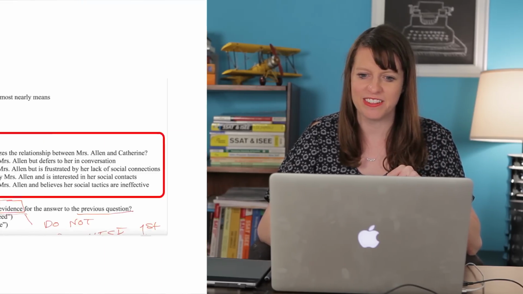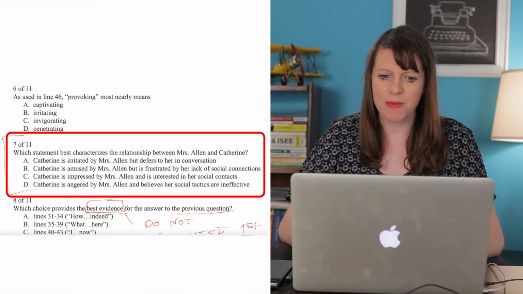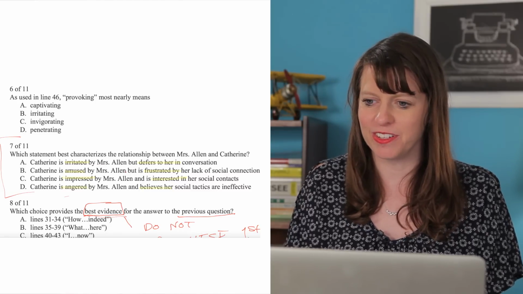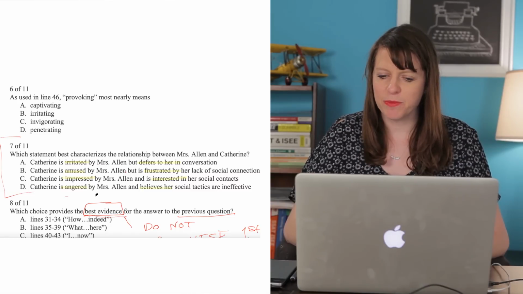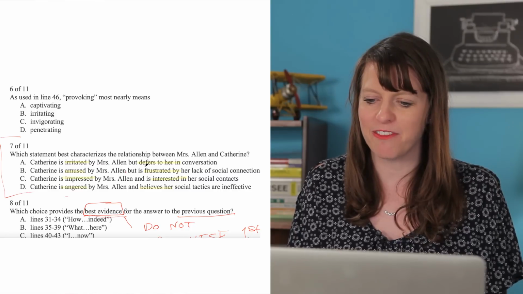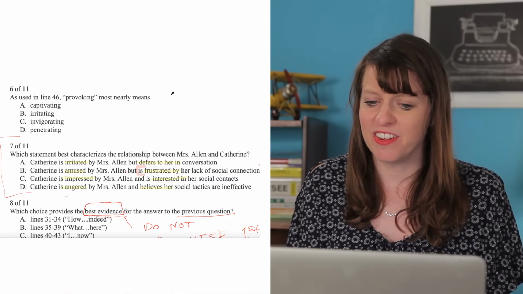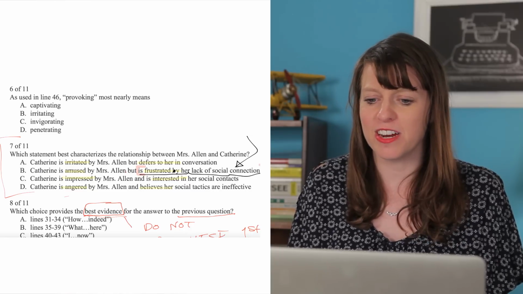And that type of question is this one, which is, which statement best characterizes the relationship between Mrs. Allen and Catherine? So you see how we've got 2 things going on in each of these answer choices. Both of these things have to be true. And I know, again, you guys probably haven't read this passage, and that's okay, but I'm just gonna tell you, it is really clear when you read this passage that Catherine is frustrated by Mrs.